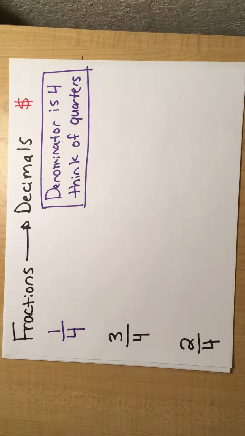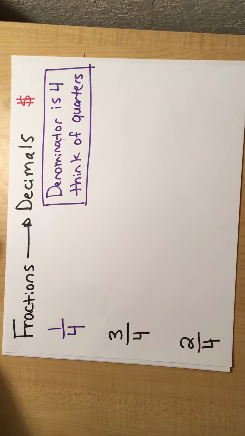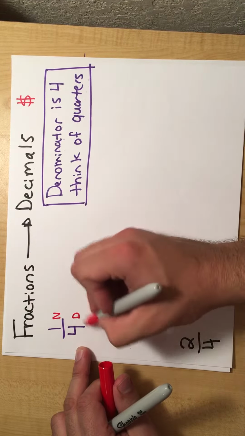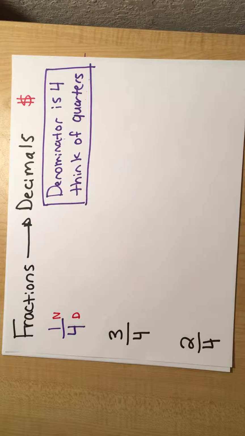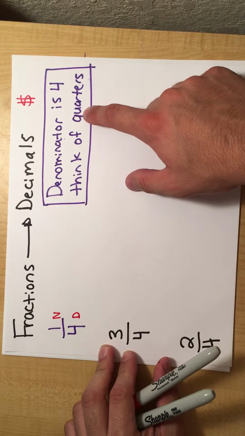So let's begin. Whenever you see a fraction that has a denominator of 4, and I'm going to use my little strategy of "no duh" to remember what the denominator is, right? No duh. 4 is referring to our denominator. Whenever the denominator of a fraction is 4, we're going to think of quarters.